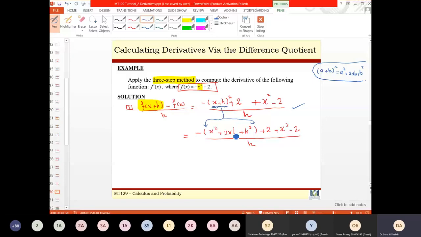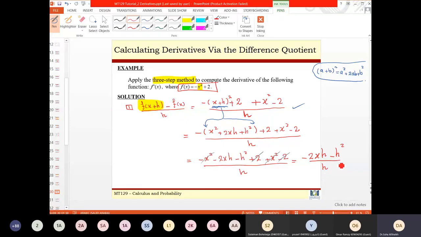Now don't forget we have a minus here. This will be minus x squared minus 2xh minus h squared plus the 2 plus the x squared minus the 2, all divided by h. We check for cancellation. 2 cancels minus 2. Minus x squared and plus x squared cancel as well. I remain with minus 2xh minus h squared over h.